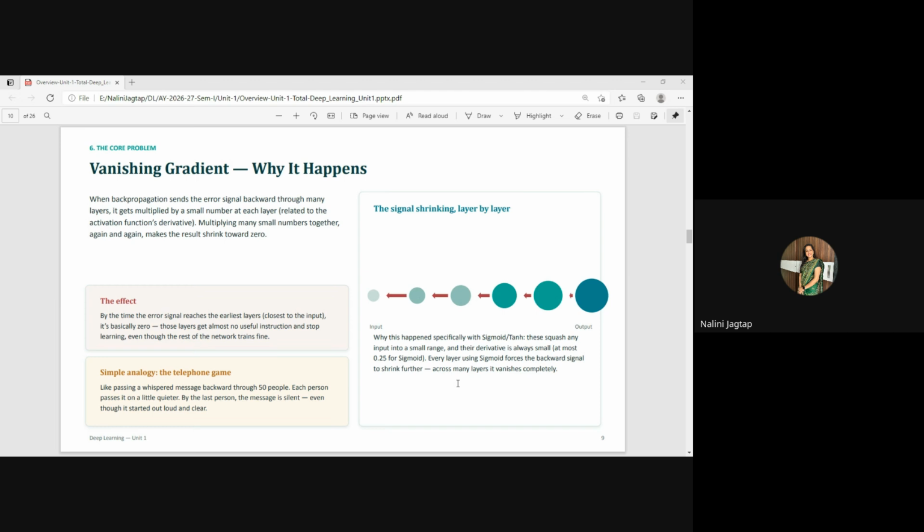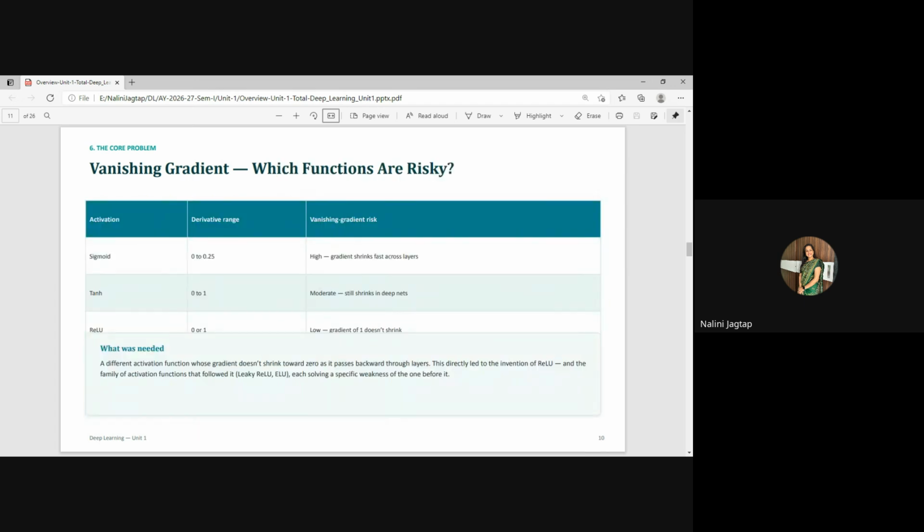Now we'll see why vanishing gradients are risky for us. Let's take an overview of it. Naturally, we have this question in our mind: why does the shrinking happen with such severity, and is it avoidable?